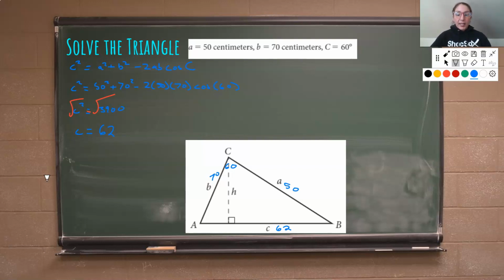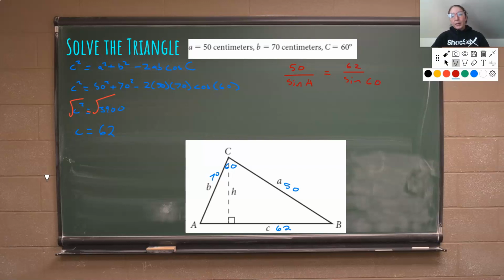So now I have all sides and one angle. I could use law of cosines again to find the missing angle, or I could use law of sines. So let's do some review and bring back some law of sines here. Let me find this angle A. So opposite side over sine of missing angle equals, and I want to use the C pair because I know the information about both of them, side over sine of angle, which is 60.